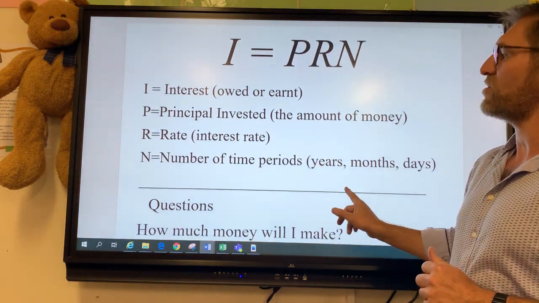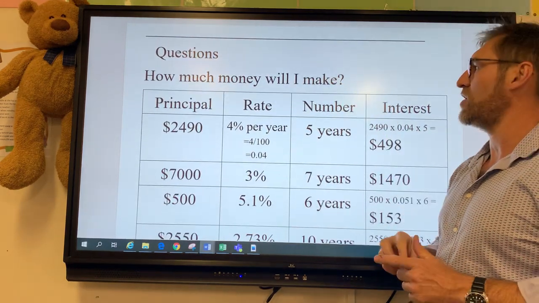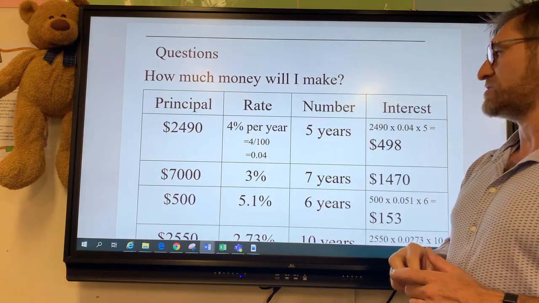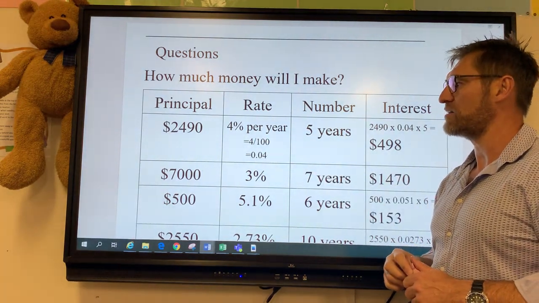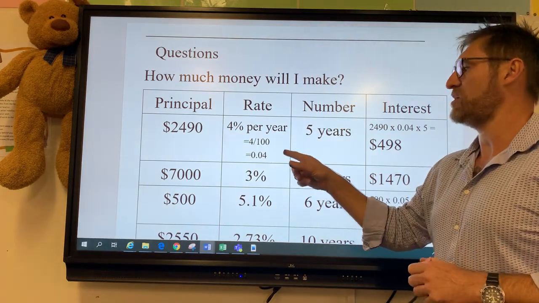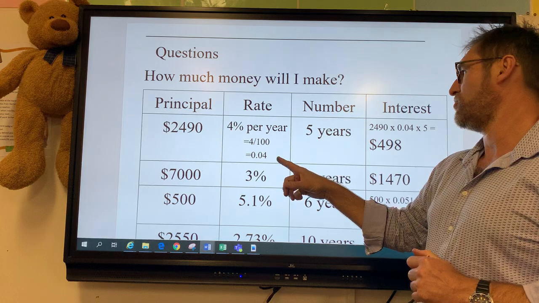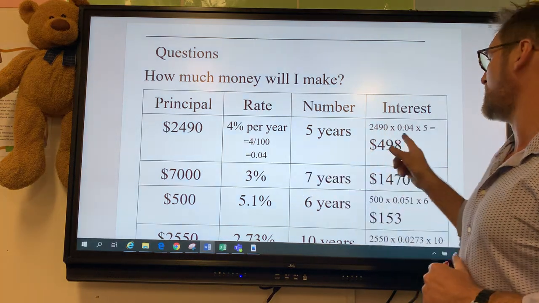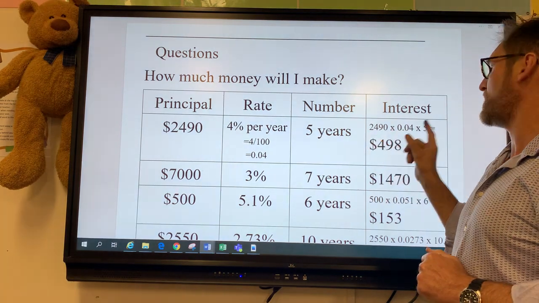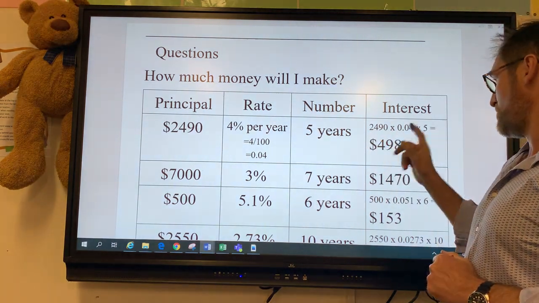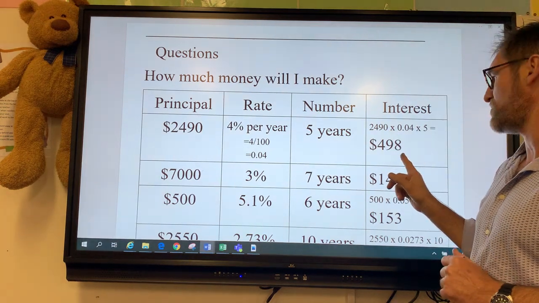All right, that's probably the easiest thing, to dive into some questions. The question is, how much money will I make? Let's assume I've invested these amounts of money into the bank. If I've put $2,490 into the bank at 4% per annum, 4% per year, which we can write as a decimal as 0.04, for 5 years, then chuck that calculation into your calculator: 2,490 times 0.04 times 5. Hopefully it comes out to $498.